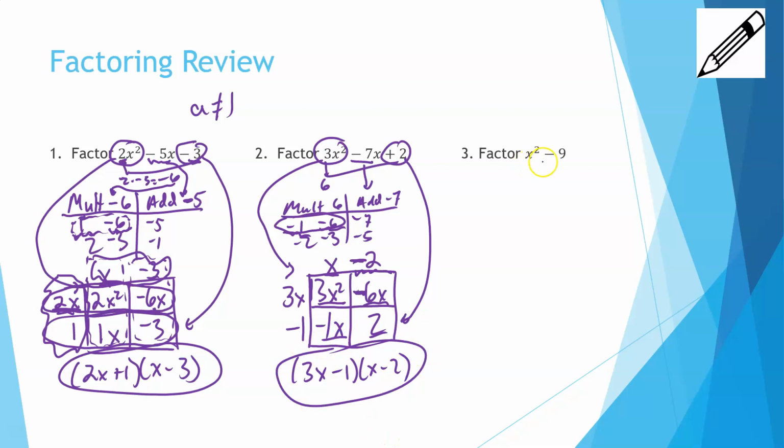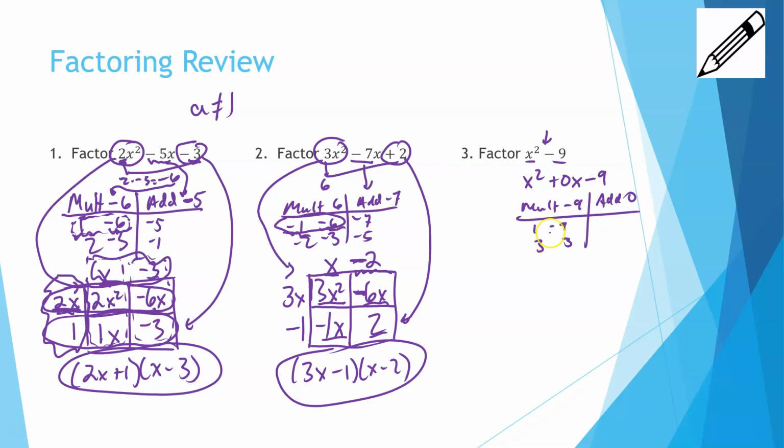Okay, last but not least, sometimes you'll have 2 terms instead of 3. Notice that it's the middle term missing. You are allowed to put in a 0x. As you go forward, you might see patterns that'll get you through that quicker. But again, here you're multiplying to negative 9, adding to 0, 1 and 9, 3 and 3.